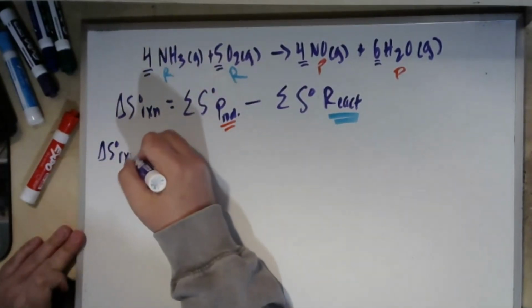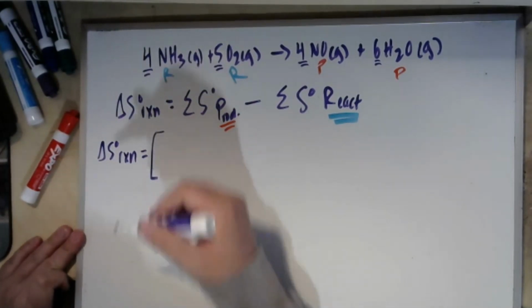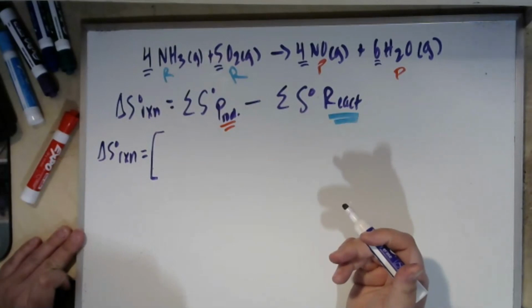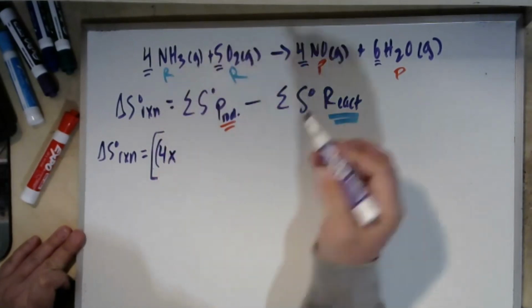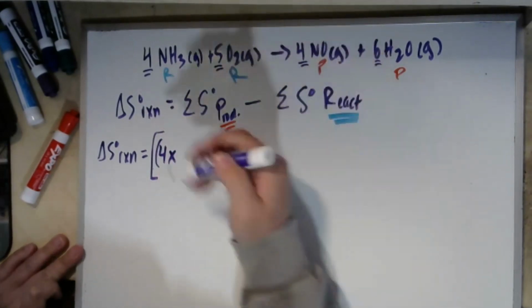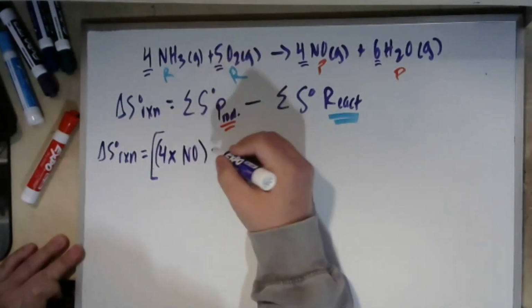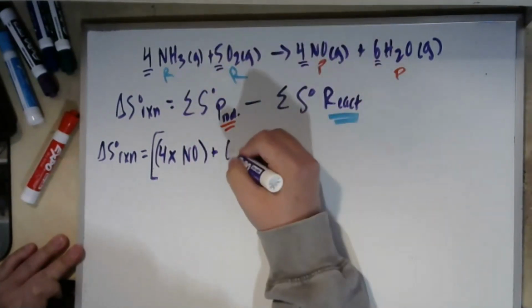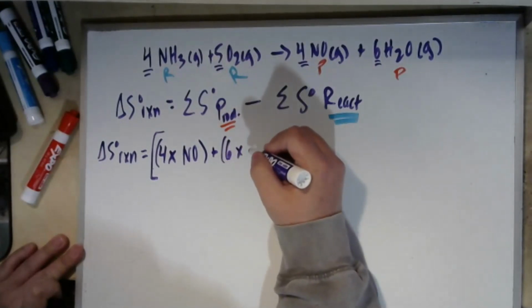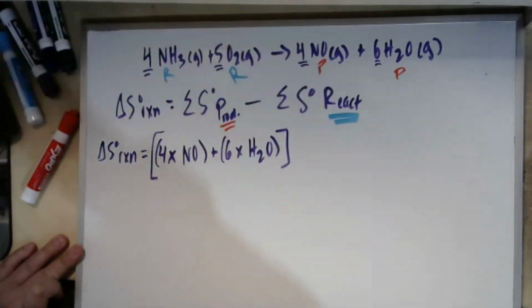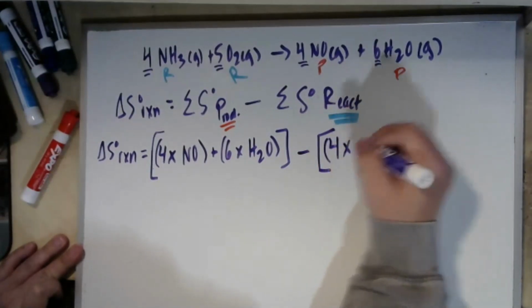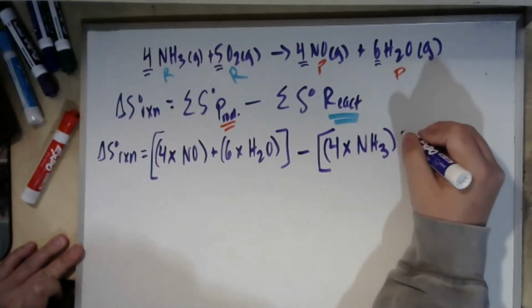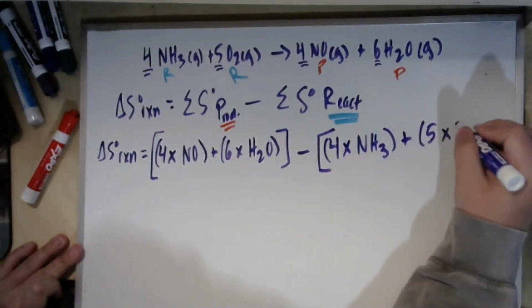So here to find the delta S for our reaction, I like to bracket off the products versus the reactants here. So I'm going to take 4 times the S value for the NO, and I'm going to add that to 6 times the S value for the H2O. Then I'm going to subtract that from 4 times the NH3 value plus 5 times the O2 value.